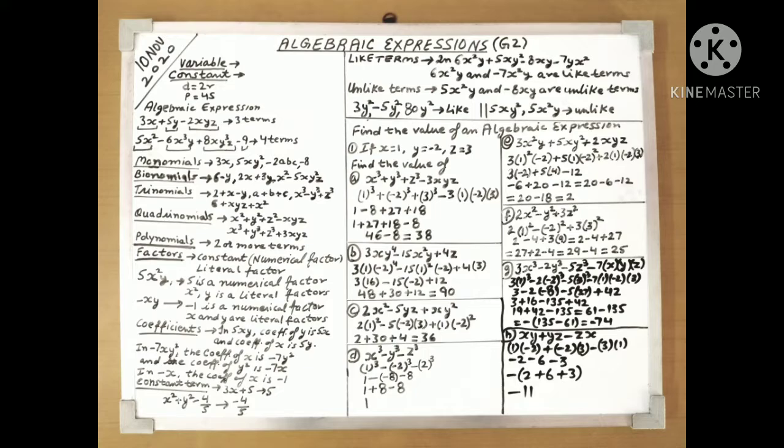Okay. Now we have special names for the different types of algebraic expressions depending on the terms in the algebraic expression. The first one we have is a monomial. What is a monomial? It is an expression which contains only one term, right? Say for example 3x, 5xy square, minus 2abc, minus 8, etc.